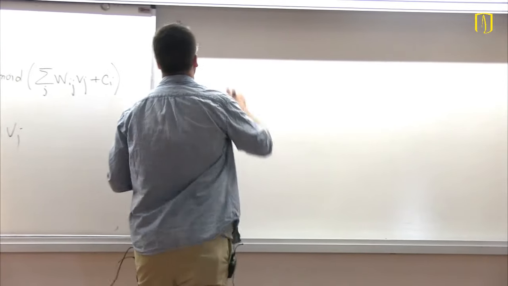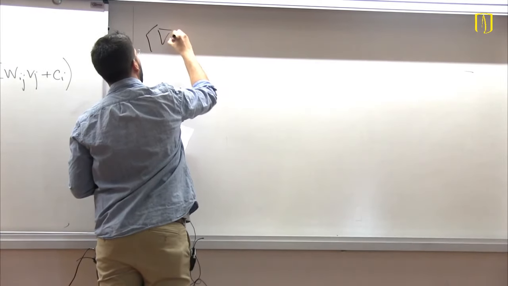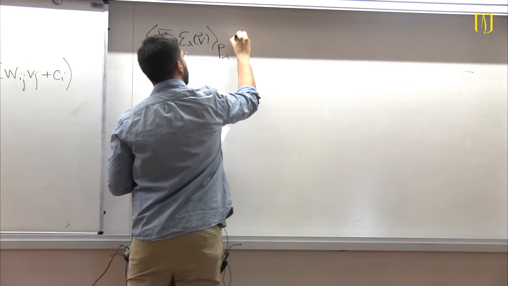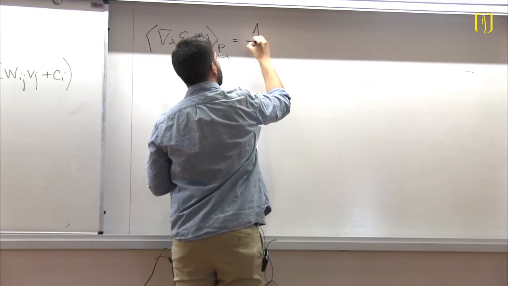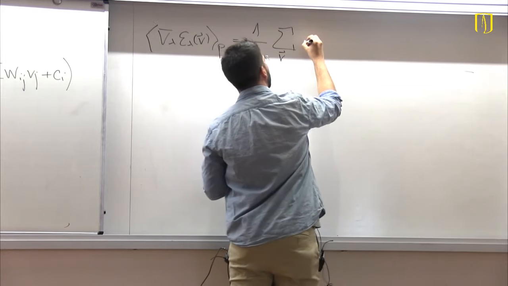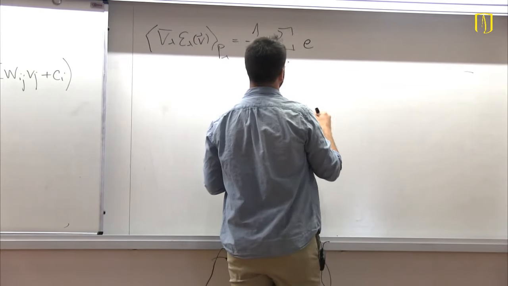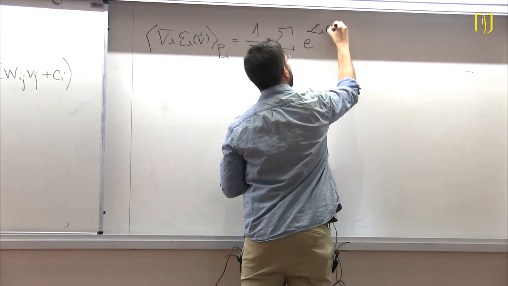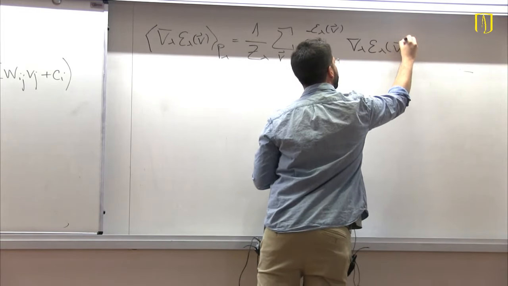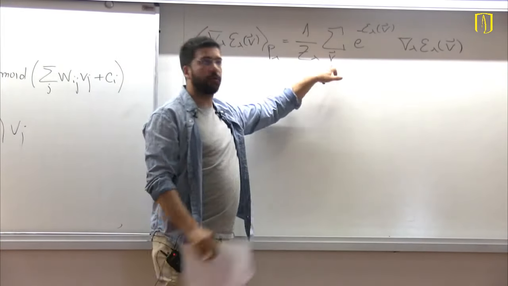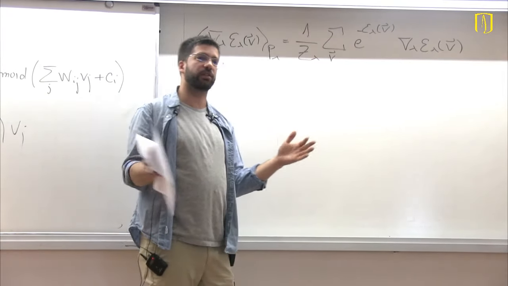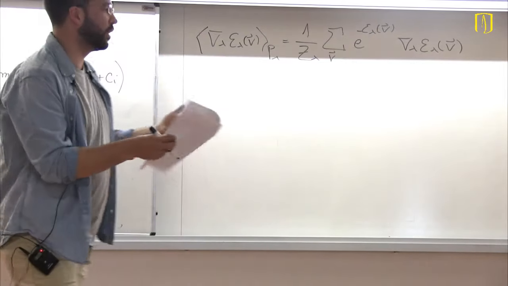So what's the negative phase again? This is the average over all states described by the model, right? So let me write this again. This is 1 over Z, the sum over all states of e to the minus epsilon of v, times the gradient of the epsilon. These sums run over all the phase space, so it's exponentially large in the size of your visible layer, so you can only do it exactly for a very small system.